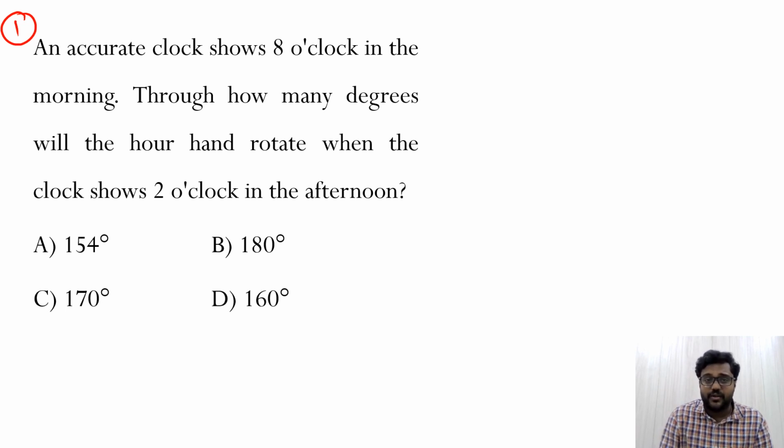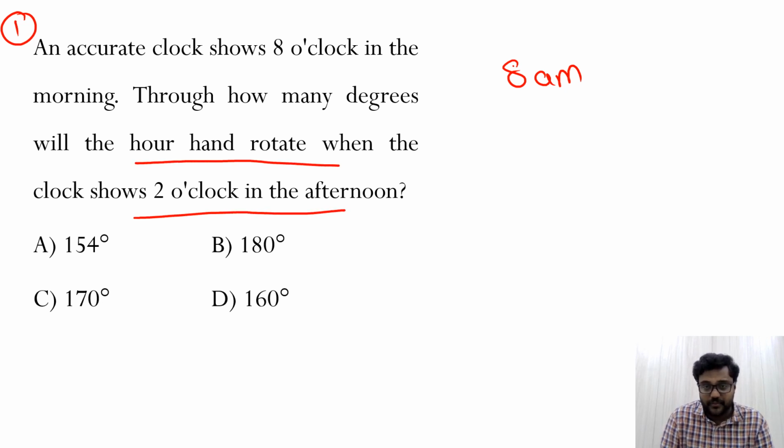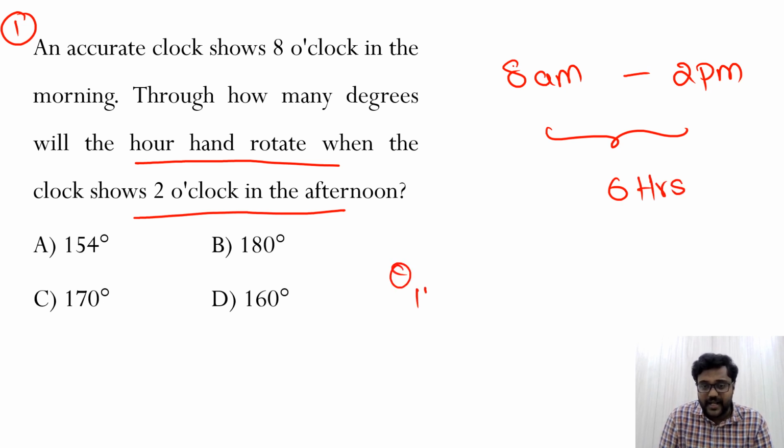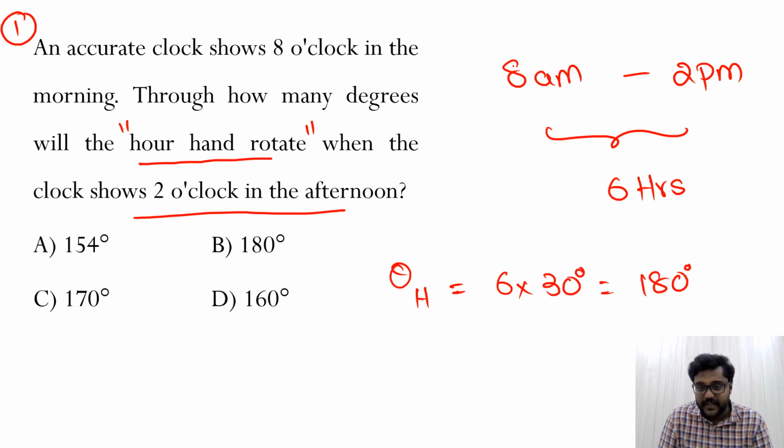An accurate clock shows 8 o'clock in the morning, means 8 a.m. Okay, fine. How many degrees does the hour hand rotate if it shows 2 o'clock in the afternoon? So 8 a.m. to 2 p.m. means 6 hours. For your kind information, here they are asking only the hour hand angle. They are not asking the minute hand angle. They clearly mention how many degrees the hour hand rotates. How much is the angle created by the hour hand? So each hour 30 degrees, as it is 6 hours, 6 into 30, we get 180 degrees. Option B is the correct one. 180 degrees is the answer, my dear friends.